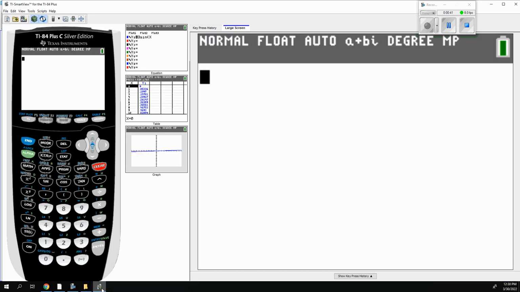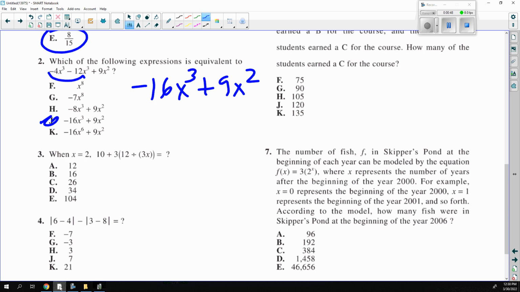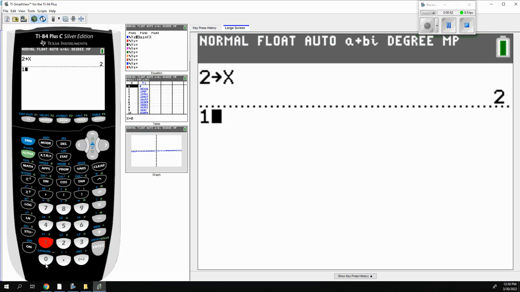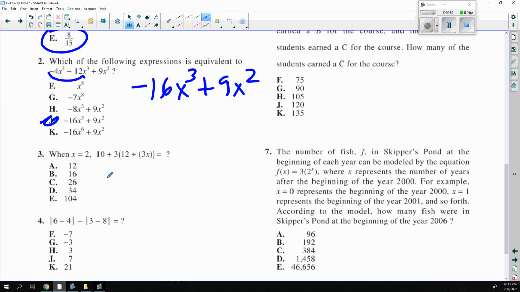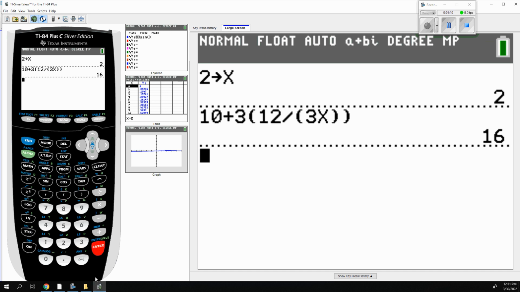This would be a plug-in or a stow on the calculator. X is 2, so I would go 2 stow x, and then type it in, whatever it says. 10 plus 3, open. And what's inside those parentheses? 12 divided by 3x, with the 3x being in parentheses, double closed. So the answer should be 16. Answer B.